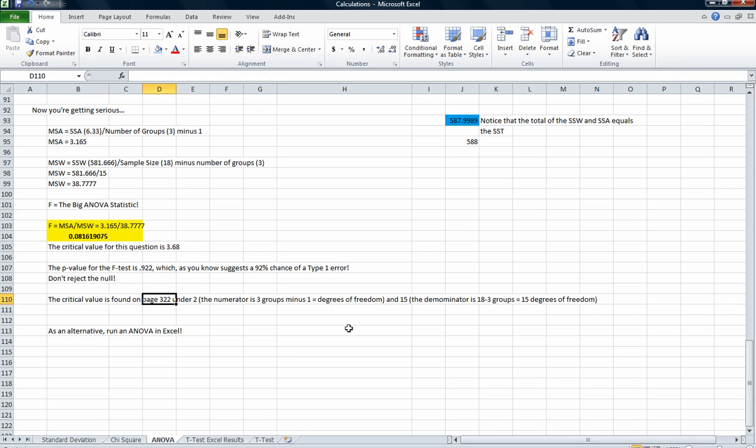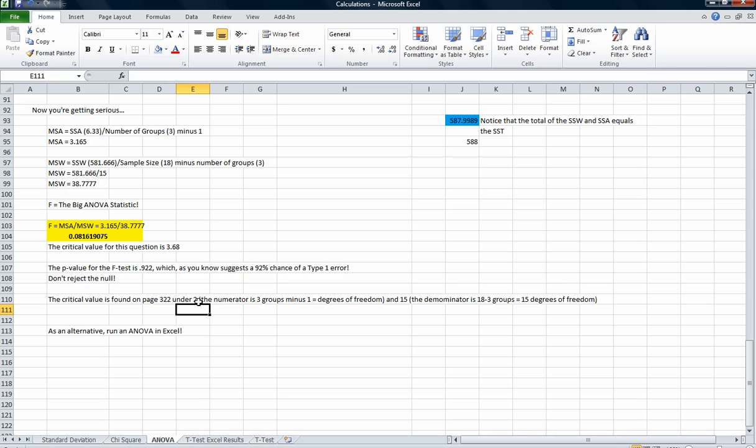I was pointing out in other videos that there are tables in the back of your book that show you how to figure out the critical value for any particular test. So it's on page 322 in your book. I'll even go to it right now. And you can see it's table C.4, critical values of F.